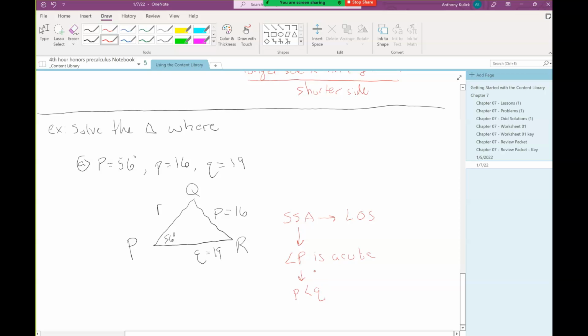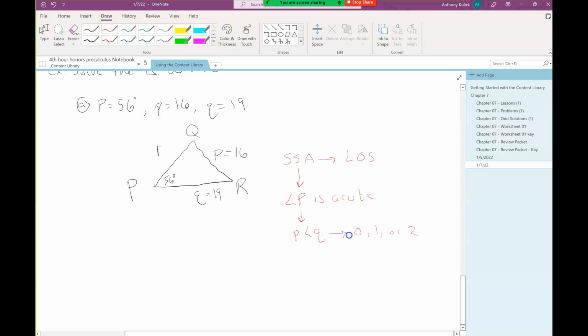In this case, 16 is less than 19. Everybody's good there? This is that situation where we can have 0, 1, or 2 triangles. So we need to check that. The way we check that is we take the longer side times sine of the given angle divided by the shorter side.